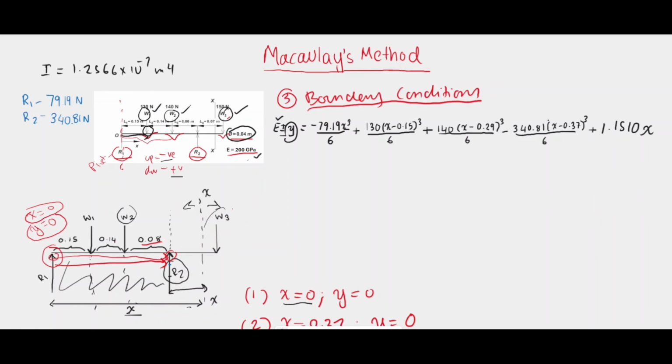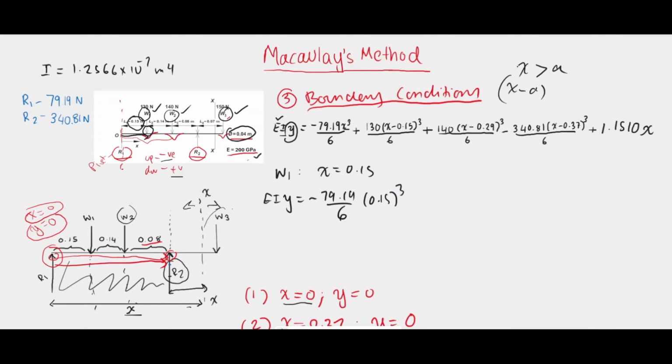Now that we have all the terms, we can find the deflection, let's start at W1. At W1, the distance from R1 to W1, the position of the point load, is x equals 0.15. So we can find y. EI y is equal to minus 79.19 over 6, times 0.15 to the power of 3. But before we proceed further, we have to make sure that we always obey the singularity function rule. That is, x has to be greater than a for when x minus a. Otherwise, the equation is not valid.